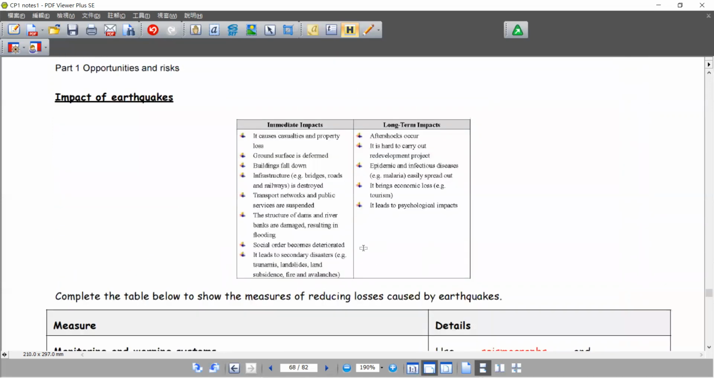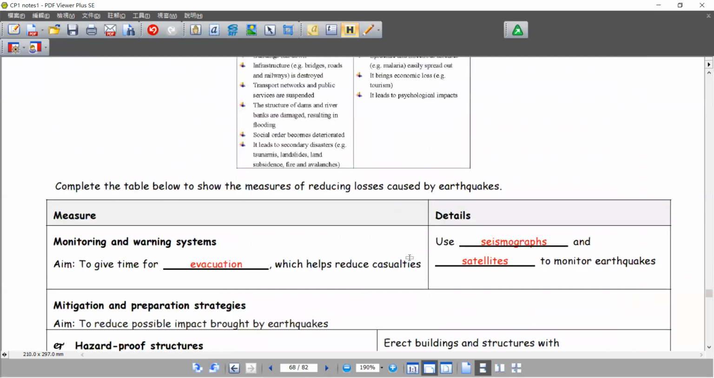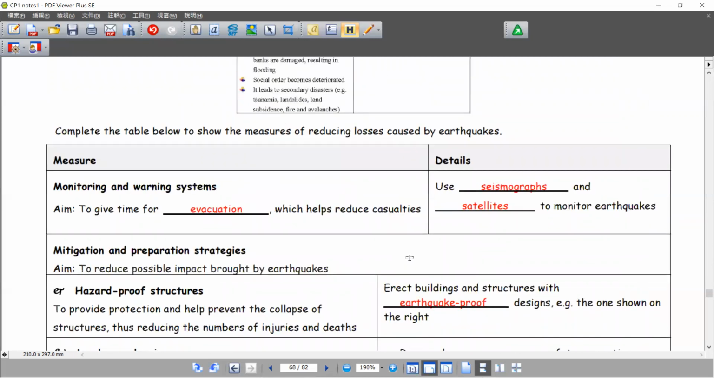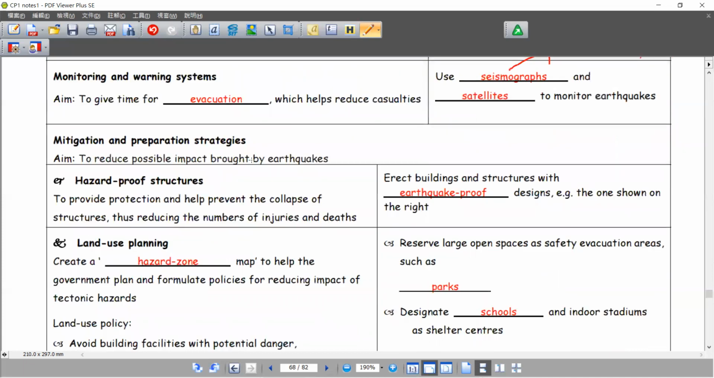Then there is also the explanation of how we are going to relieve it. First of all, the seismograph. Okay, I think you still remember what a seismograph is. During the earthquake, you always see a machine doing like this. Okay, 地震儀. The seismograph falls into this category, and then the satellites and remote sensing can also monitor the earthquake to give time for citizens to evacuate.